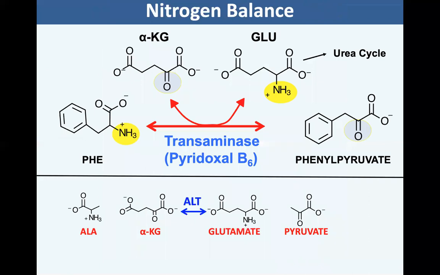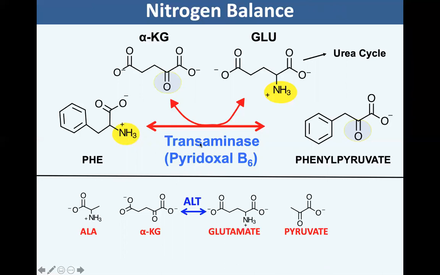So amino acids, as the word amino means, is nitrogen. And so what about nitrogen balance? So let's take the example of phenylalanine being converted into phenylpyruvate. This is a pretty high yield reaction. It has a lot of clinical utility. It's something you should know. Let's take a look at it. So we have phenylalanine over here on the left. Okay, we have an amino group.